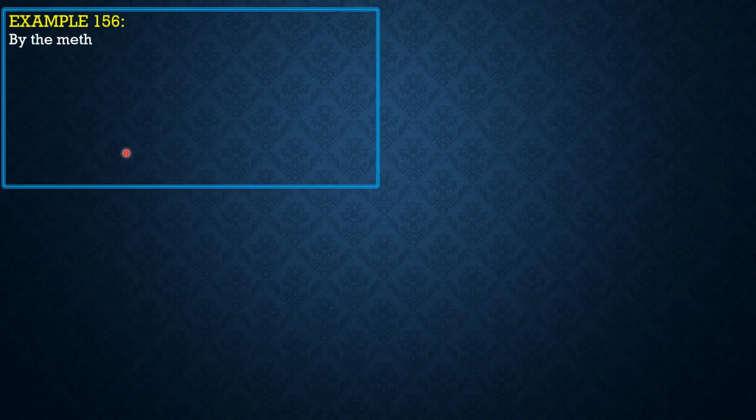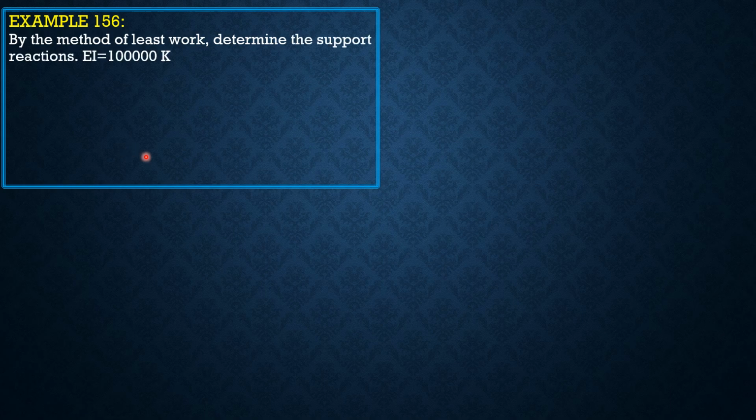So here we go. This problem was solved using the first method. Let's verify it by the shorter and more direct one, the energy method. By the method of least work, determine the support reactions. EI is 100,000 kilonewton meter square. Support settlements: A 5 mm, B 18 mm, and C 12 mm.